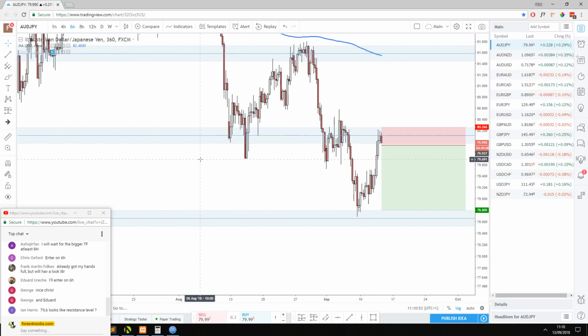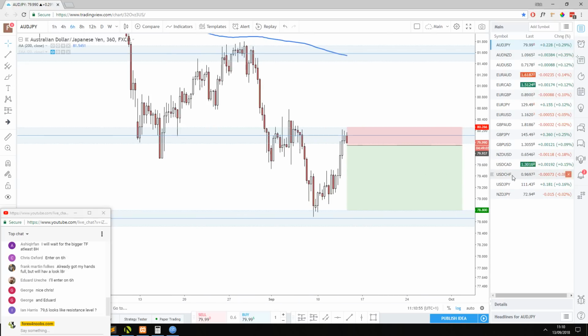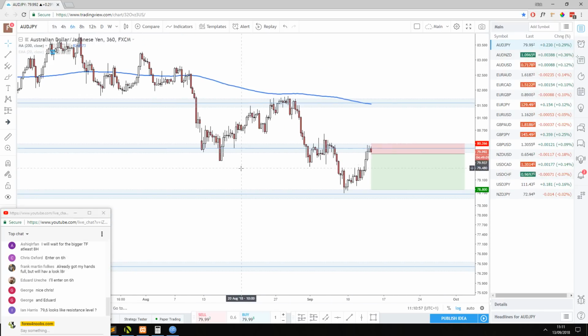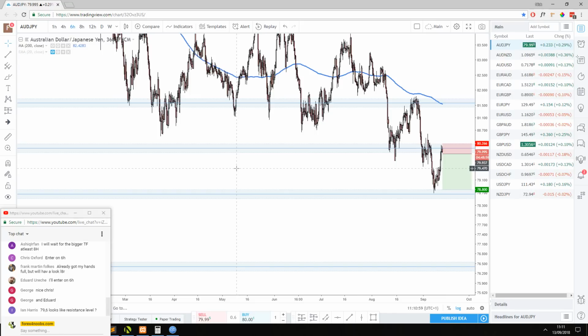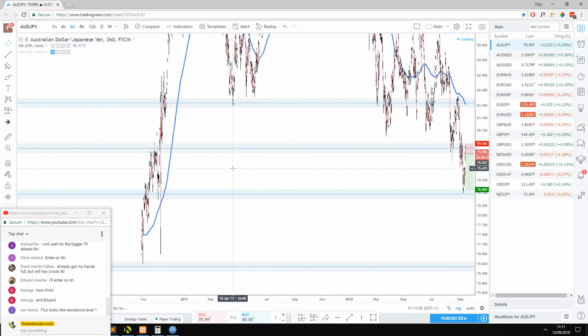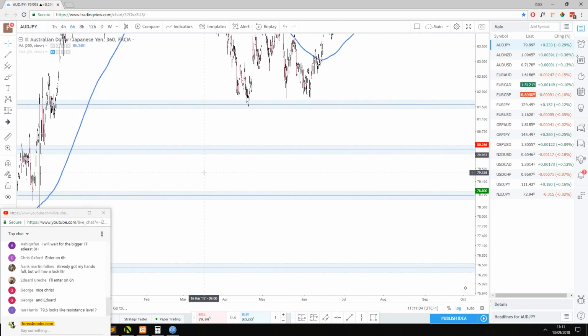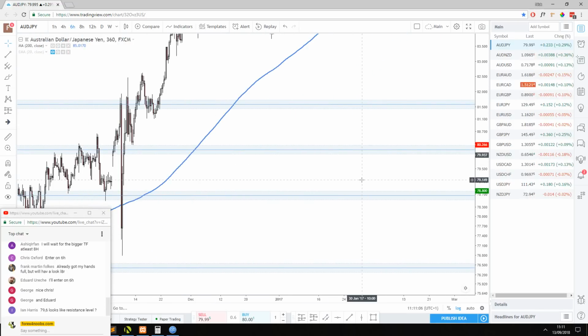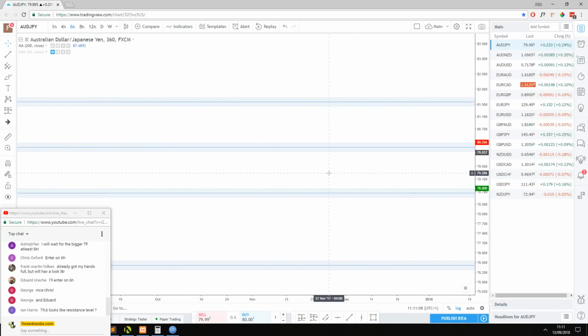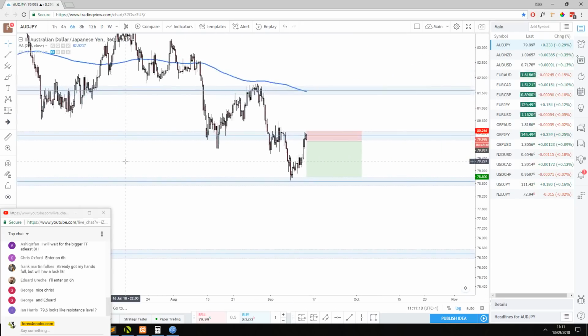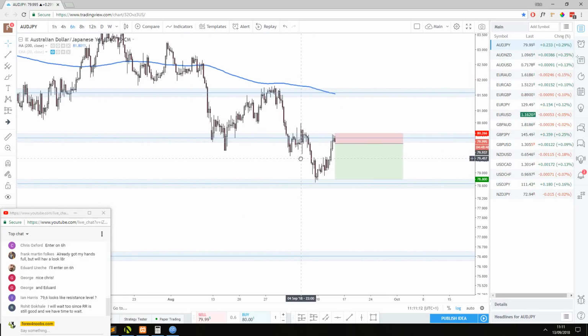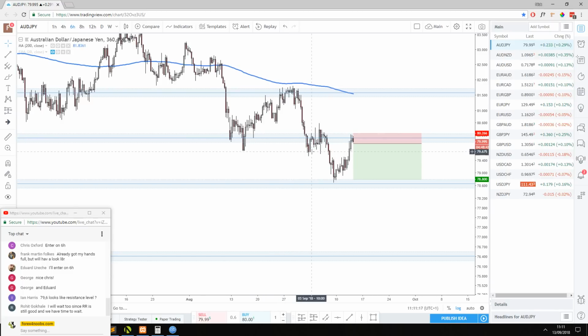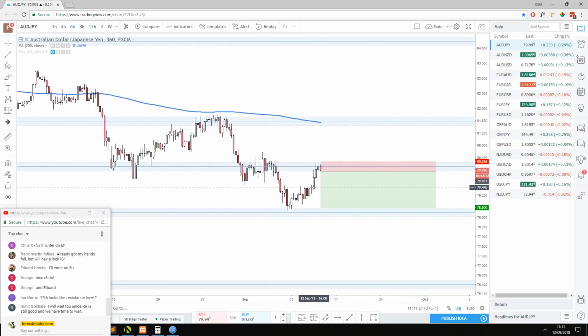79.60. Yeah, it has bounced away from there a few times. Definitely. I have to go way, way, way back. It has bounced away from there a few times. I would say that it's not a major resistance level. In my opinion, it's not a major resistance level.